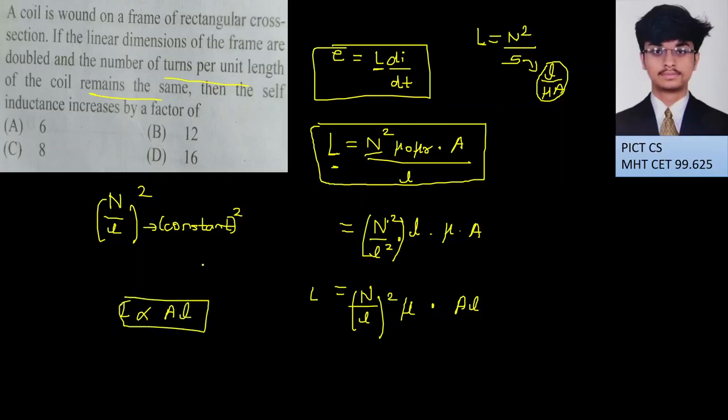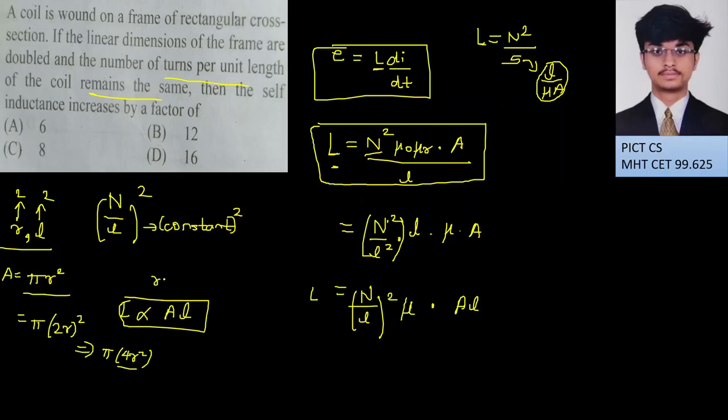You get that? Alright. But see, there is a coil. Say for example it has a radius r and length l. So its area is basically, if it's a circular coil, pi r square. So it's directly proportional to square of the radius, right? And they are telling that the dimensions are doubled. It means radius is doubled, length is doubled, right? If radius is doubled, area is made 4 times, pi into 4r square. You get that? So if radius is doubled, area will become 4 times.